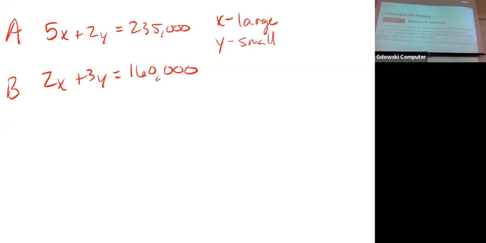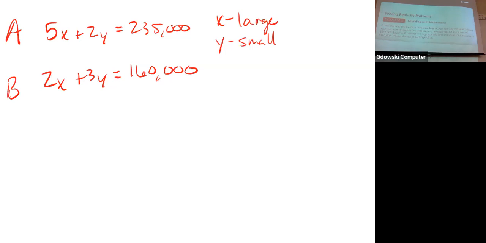Obviously, you don't want to graph 160,000. We're not going to solve it by substitution because we're going to end up with fractions and decimals. This is what elimination is for. Elimination is going to work every single time. I use elimination probably 95% of the time, just because I find it a whole lot easier than the other ones.